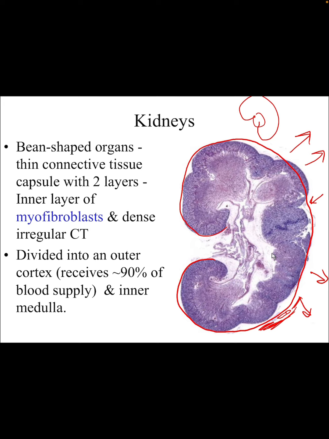If we cut the kidney in longitudinal section, we have two portions. The portion we find outside is called the cortex, whereas the portion in the interior of the kidney is called the medulla. So we have the cortex and we have the medulla. Usually the cortex receives about 90% of the blood supply that goes to the kidney.